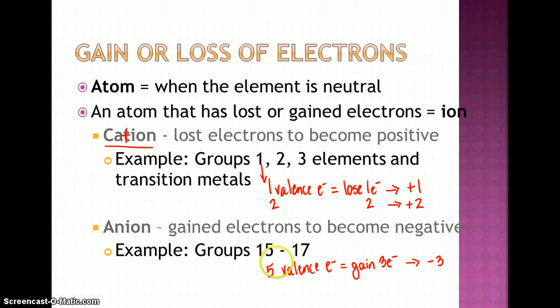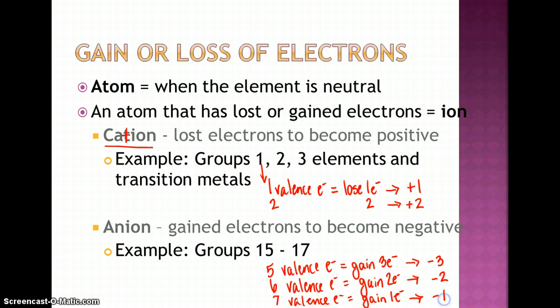Group number 16 will have 6 valence electrons. In this case, they will gain 2 of them, and they're going to have then a negative 2 charge. The last one then, group 17, of course, will have 7 valence electrons. They will gain 1 electron because they're trying to make 8, trying to be stable, and they will have a negative 1 charge.